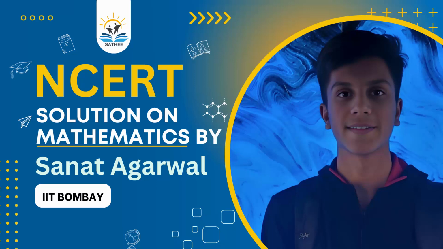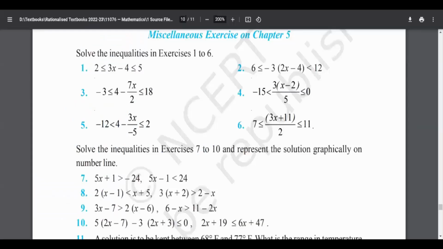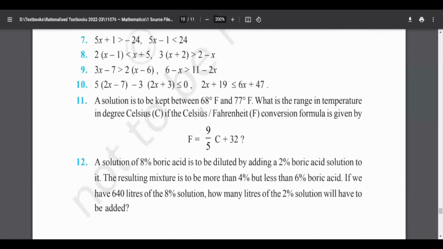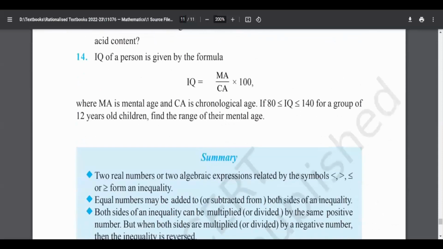I am currently in my second year now, and today we will be solving linear inequalities. This is chapter 5 of NCERT, class 11th. We will be solving the miscellaneous exercise. As we can see, there are 14 questions. We will solve all of them today.